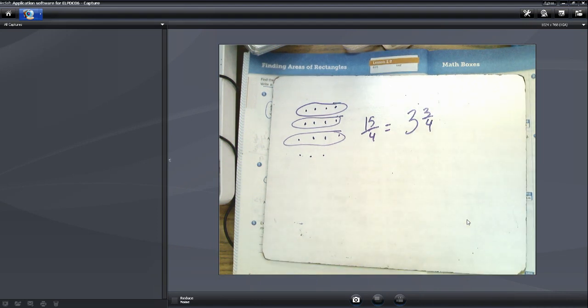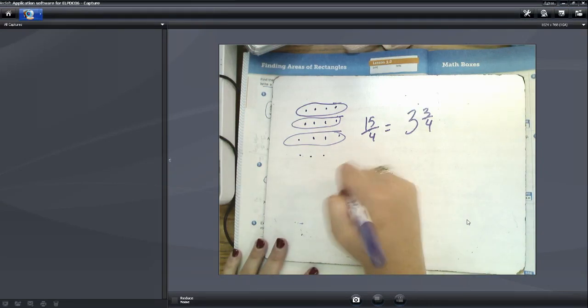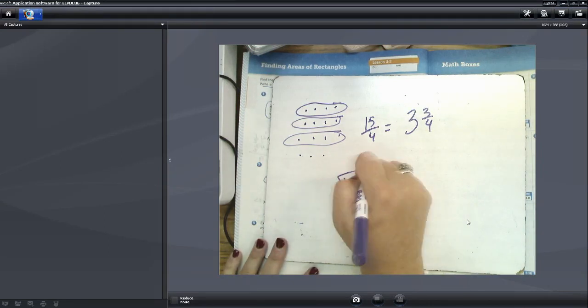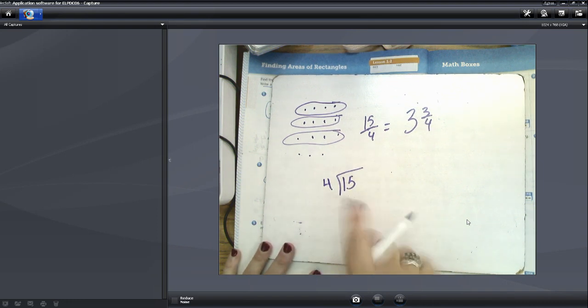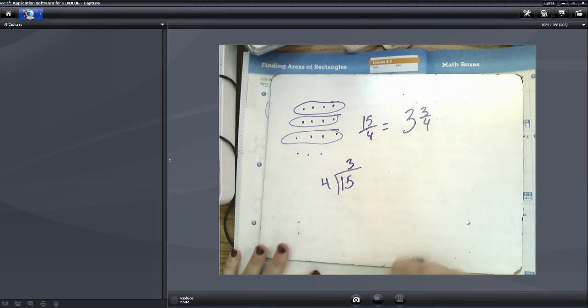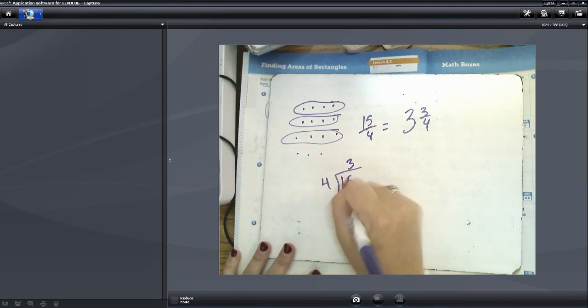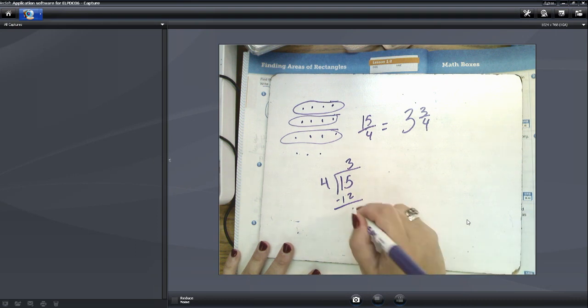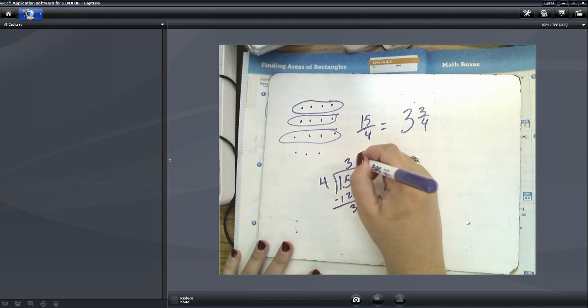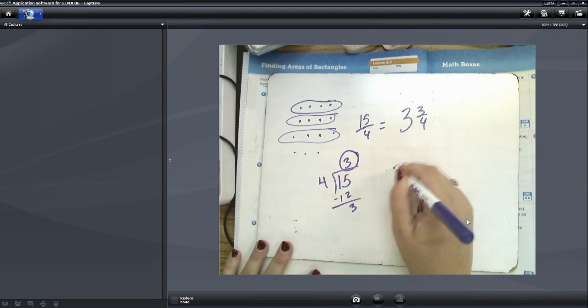Now, I told you earlier one way that you can do this is you're going to divide. Same idea. 15/4 is the same as 15 divided by 4. 4 goes into 15 3 times because 4 times 3 is 12. And then I'm going to subtract. 15 minus 12 is 3. This, your answer, becomes your whole number.